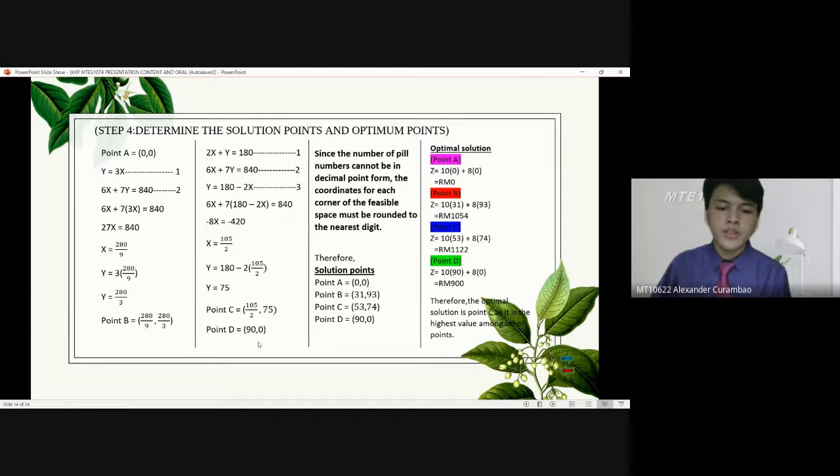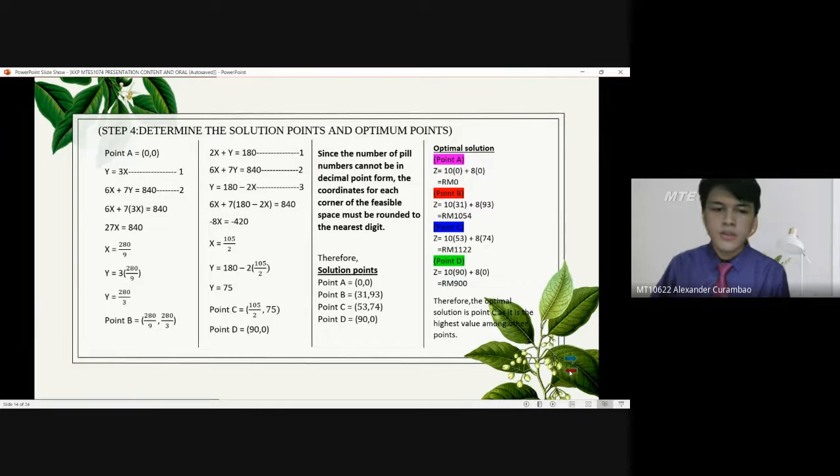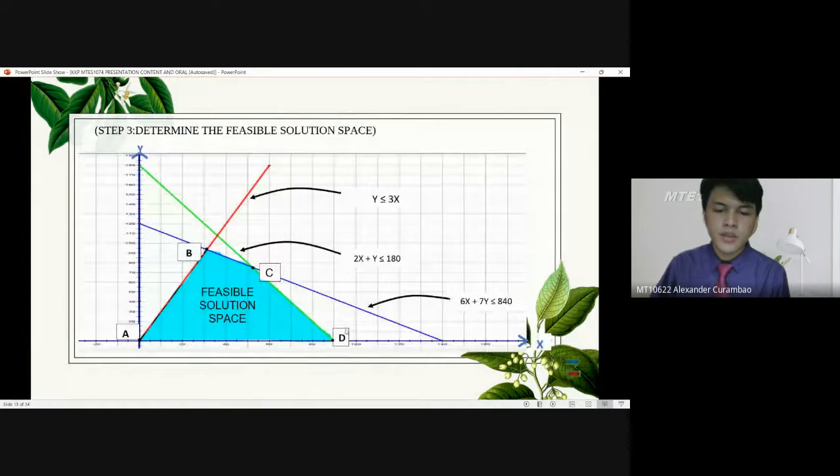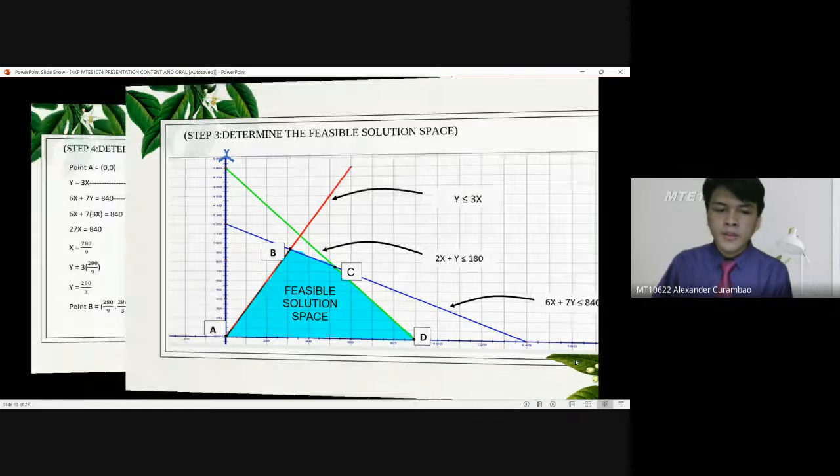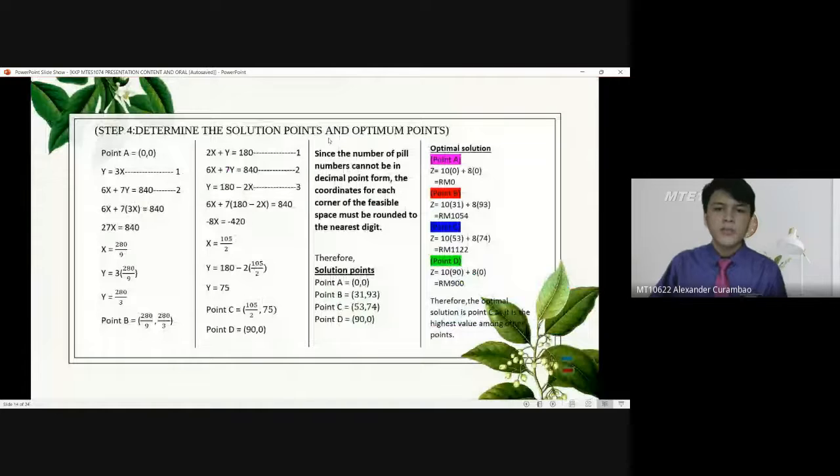Okay, the point D is obviously 90, 0, because as we can see here, this exact value. So there is no need to find it by using simultaneous equations again. So we are finished with the solution points. Okay, these are also important parts.